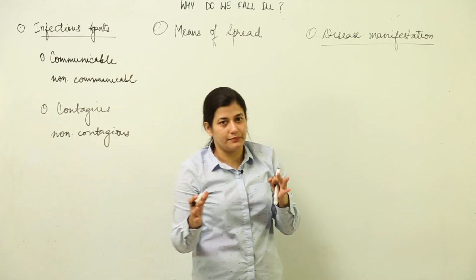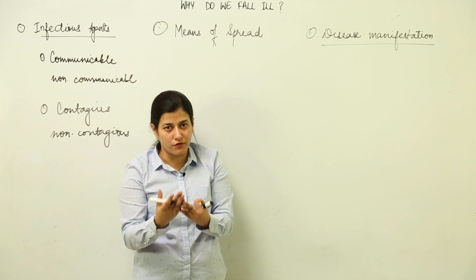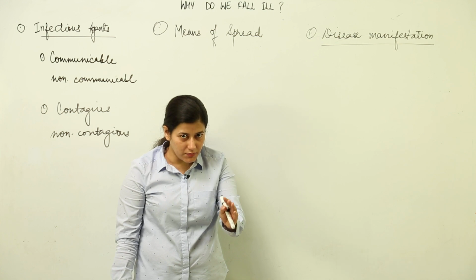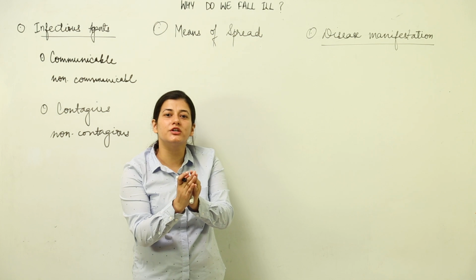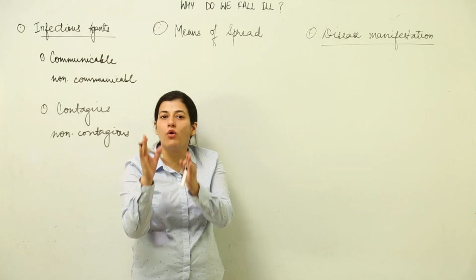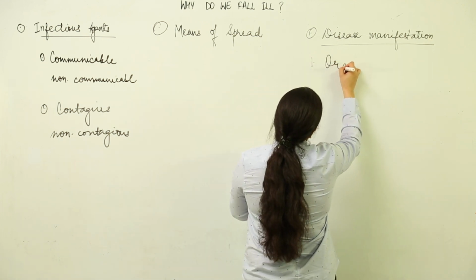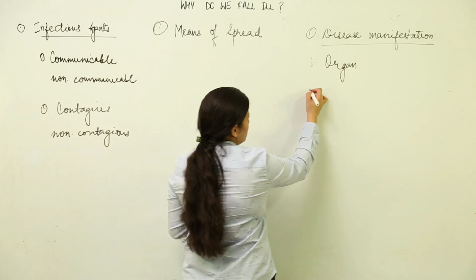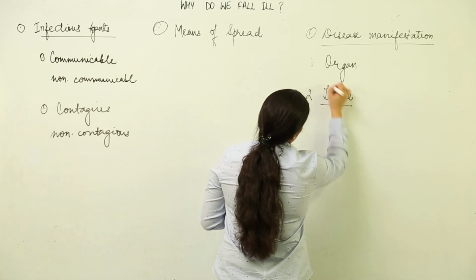We are an organism that has an organ system level of organization. That means we have different organ systems for performing different functions. In the organ systems, there are different organs, because the system cannot be infected totally. The infectious agent would go and infect a particular organ of the organ system. So, the first place of manifestation of disease would be the organ. And the second place would be, in particular, certain infectious agents go and infect the tissue.